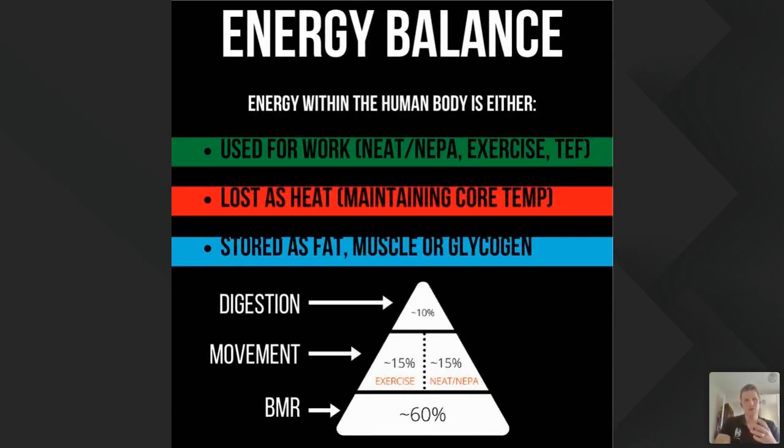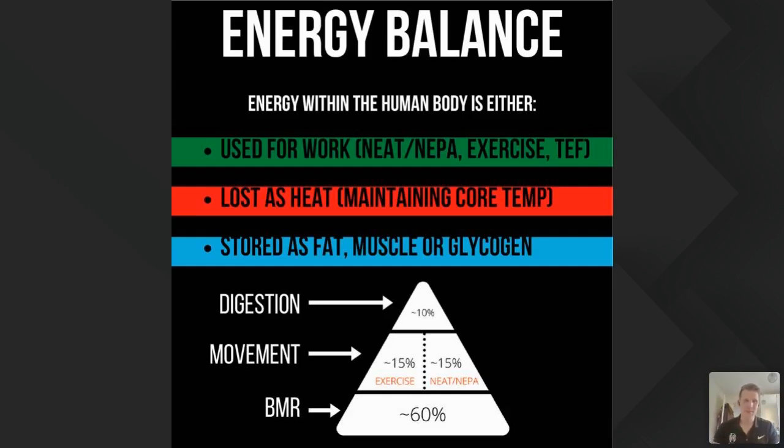Okay, so energy balance. What I want to show you here is essentially what makes up the amount of calories you burn over the course of the day. Often you'll have heard people talk about this as TDEE, which stands for total daily energy expenditure. And it's built up from a few different things. The calories we put into the body are used either for work, lost as heat for maintaining core temperature, or stored as body fat, muscle tissue, or glycogen that is stored within the muscles and the liver. Glycogen is just a long strand of carbohydrate, stored within our liver and our muscles as an easily accessible form of energy when we need it.